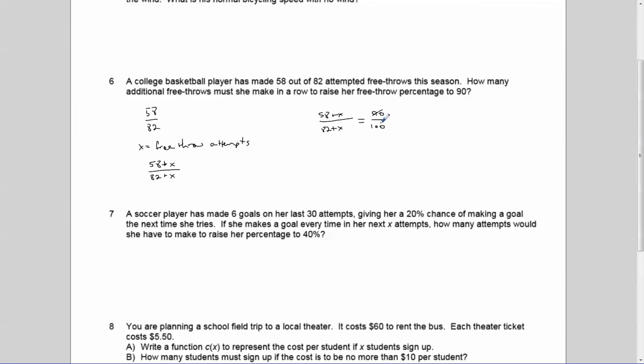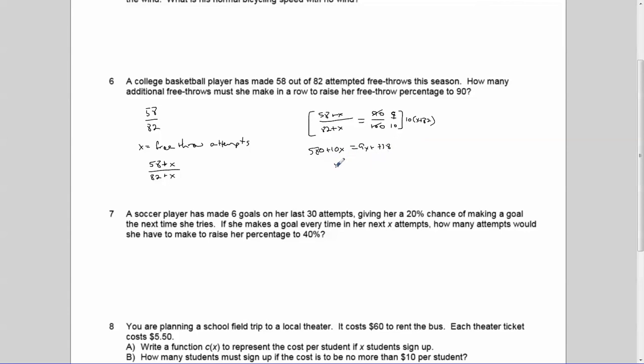So we have our rational equation. We'll go ahead and simplify on the right first, reduce this to 9/10, and then multiply by our common denominator of 10 times x plus 82. This will multiply out to give us 580 plus 10x is equal to 9x plus 738, I believe is what that multiplies out to. Yes, 738.